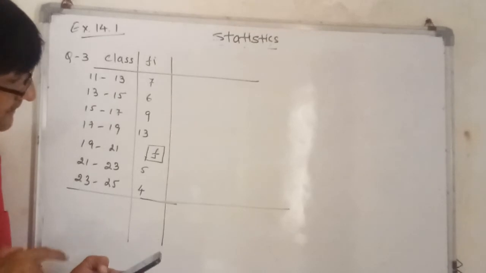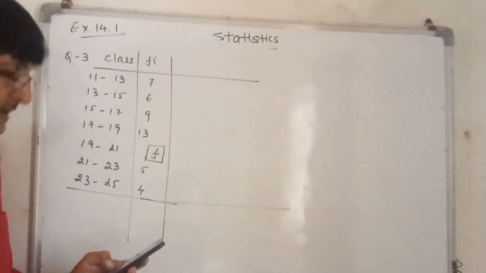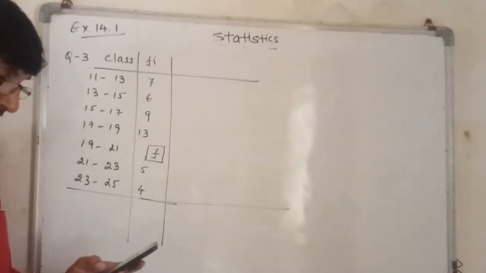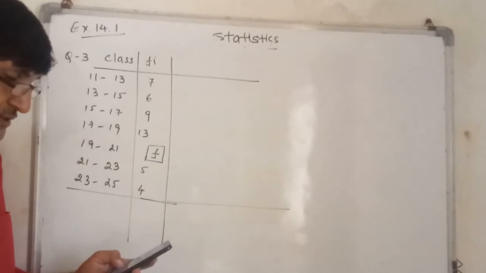See, whenever a missing frequency is given in your question, the xi must be given. See, in your question, I am reading: the following distribution shows the daily pocket allowance of children of a locality.